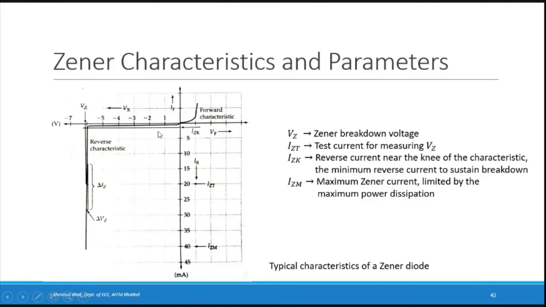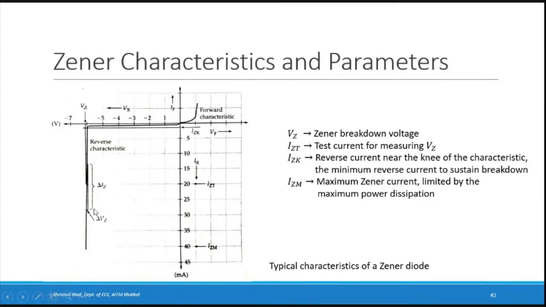Here IZK is the reverse current near the knee of the characteristic. This is the knee where it starts rising. And IZM is the maximum Zener current that can be allowed, which is limited by maximum power dissipation. That means if power dissipation goes beyond a certain value, the diode will get spoiled, it gets burnt, right? For that particular power, what is the current? That is the maximum Zener current.